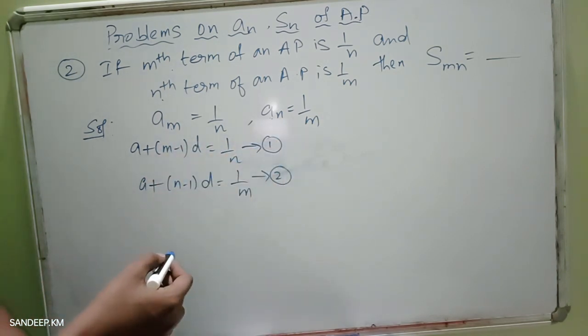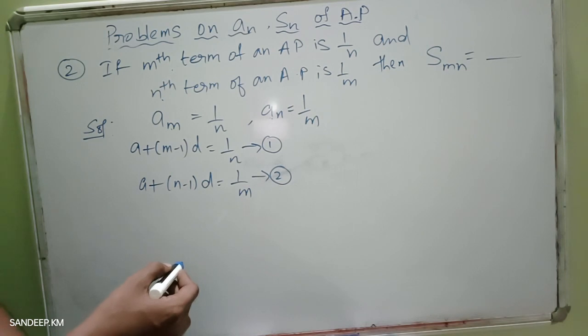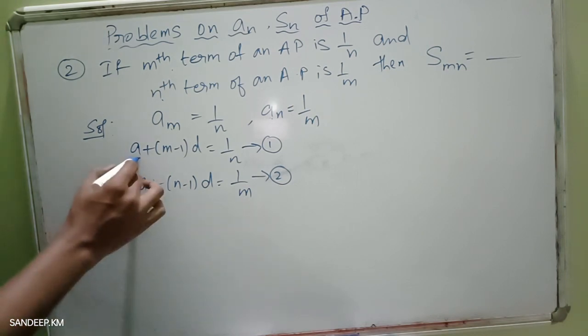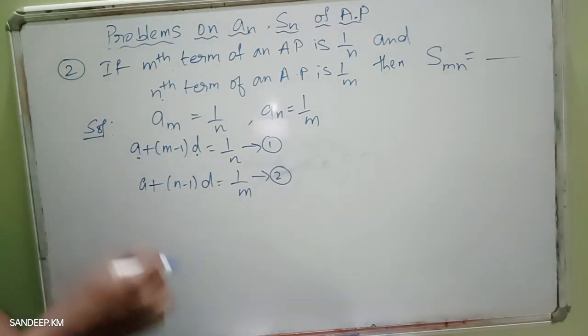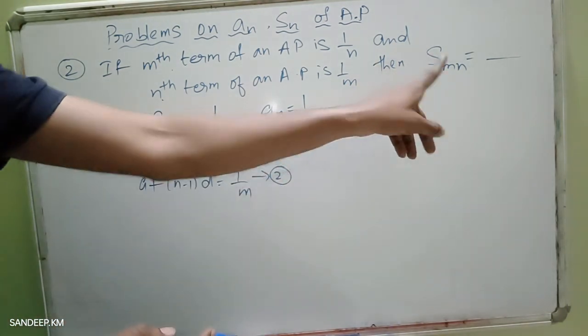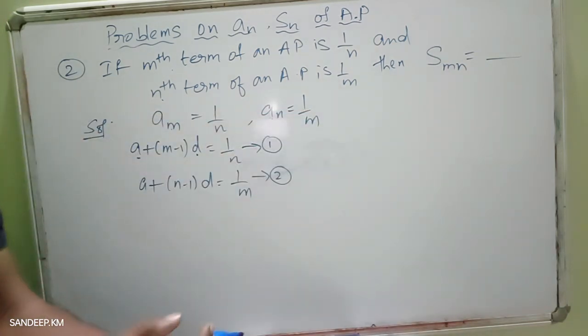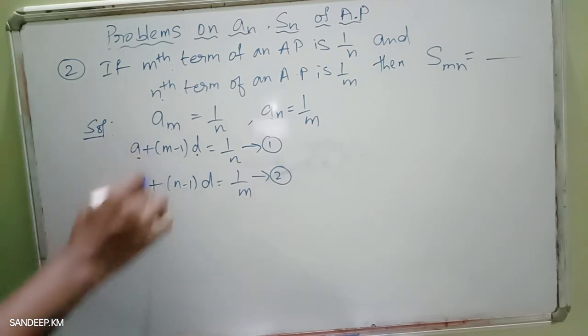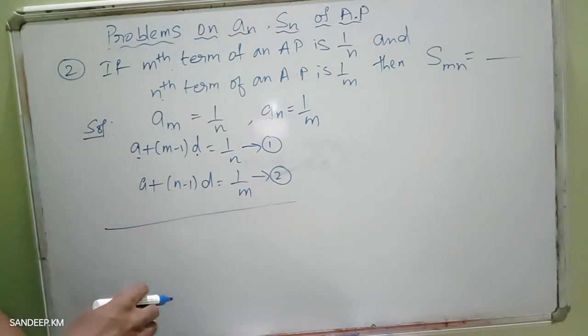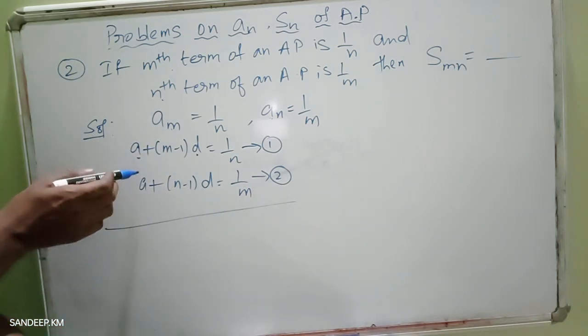It is a pair of linear equations. I hope you remember this concept from the 10th standard chapter of pair of linear equations. The two variables are the first term and the common difference. To find the sum of mn terms, I should find the first term and I should also find the common difference.